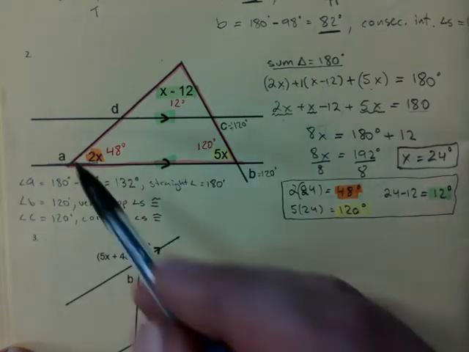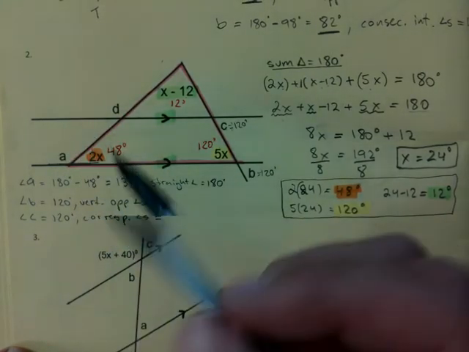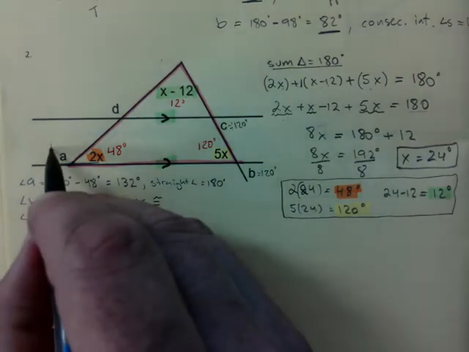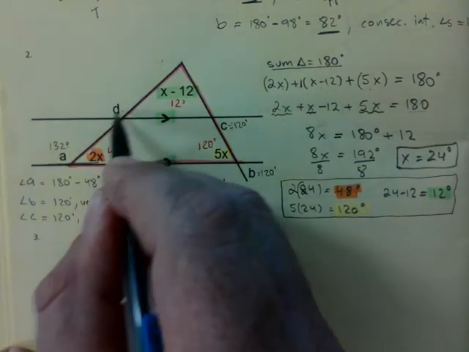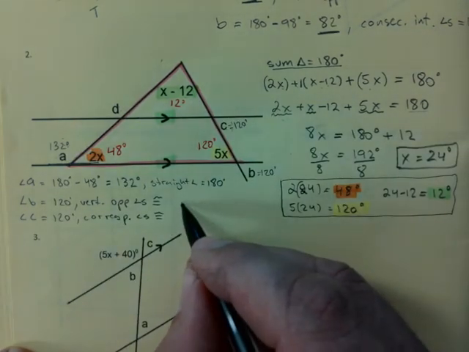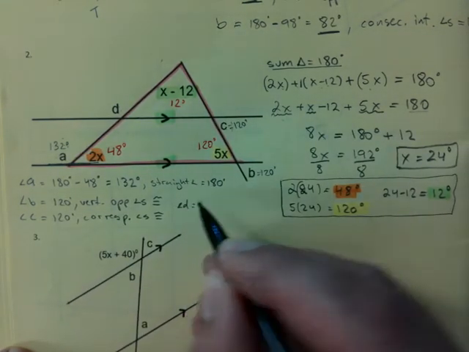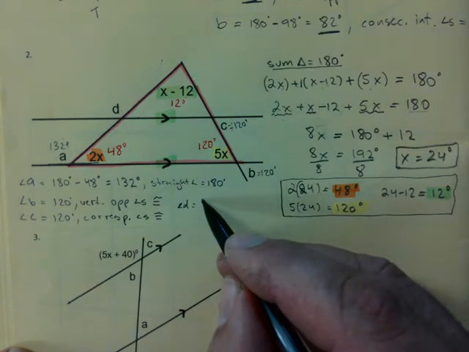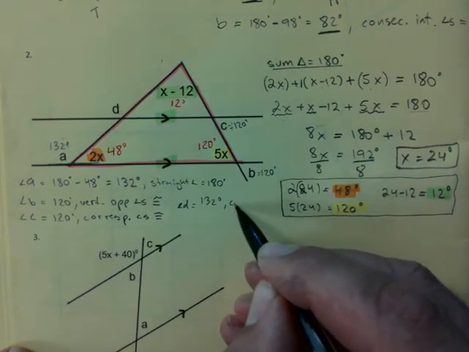I will do corresponding here. So because A is already 132, I know this one. Corresponding. They're not alternate. So angle D, go ahead. So this is 132 corresponding.